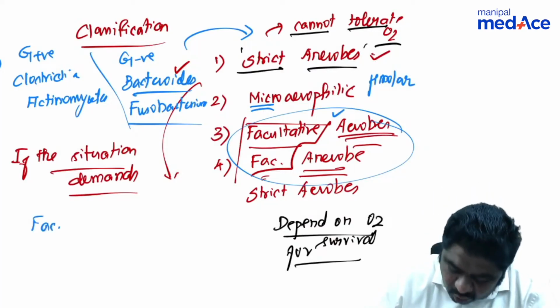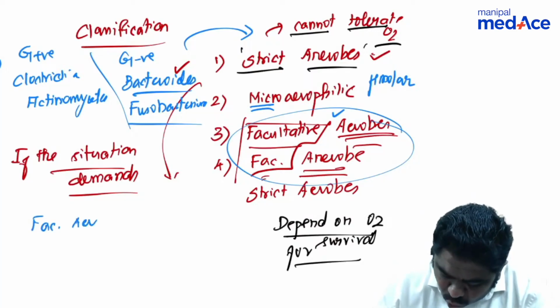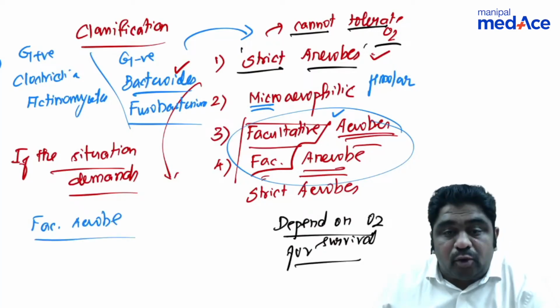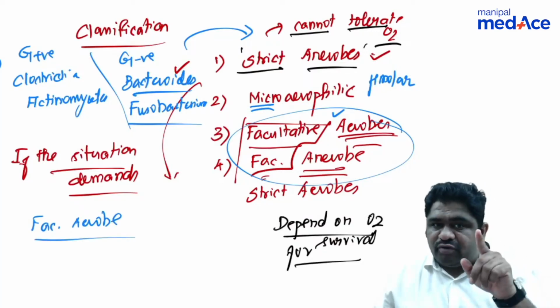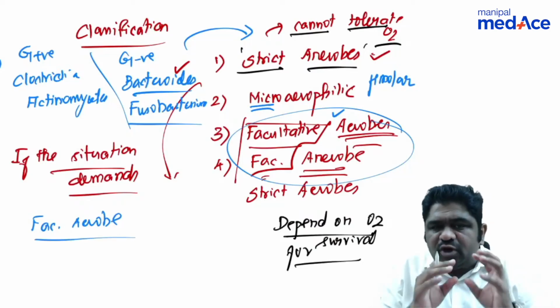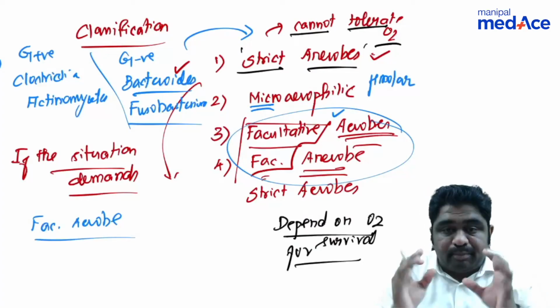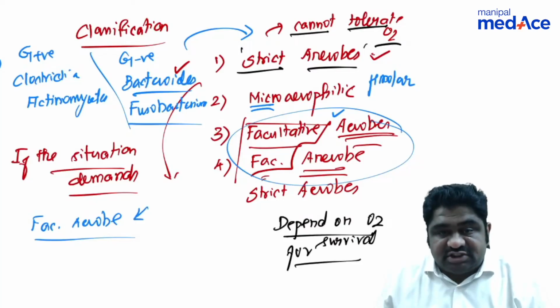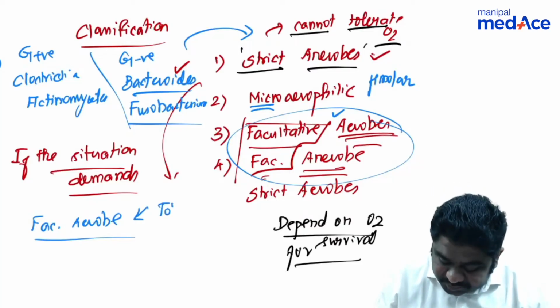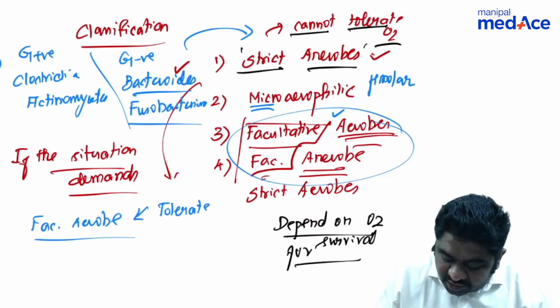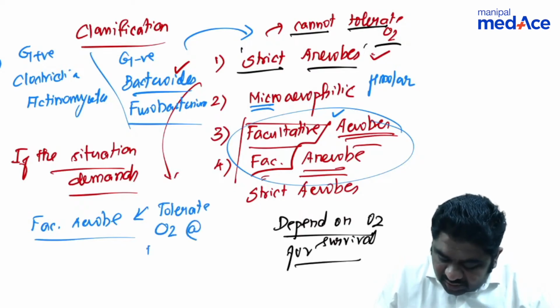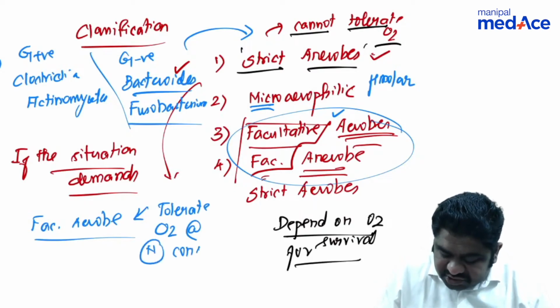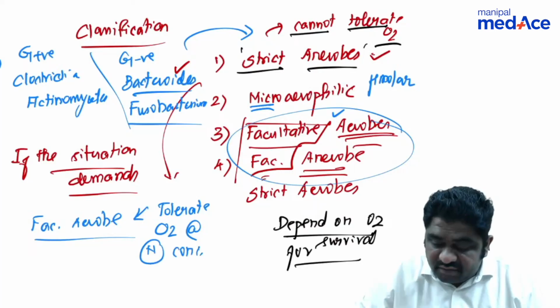Now, how is facultative aerobe better than microaerophilic? They are more aerobic than microaerophilic. So, if microaerophilic organisms can tolerate oxygen at micromolar concentrations, facultative aerobes can tolerate oxygen at normal concentrations. That is the beauty of facultative aerobe.